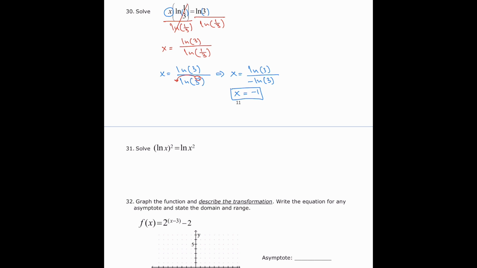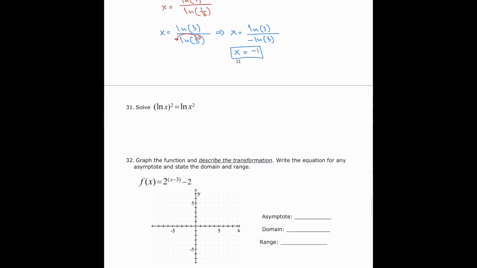Number 31. ln x squared is equal to ln x squared. So for the left-hand side here, we can't do anything yet. However, on the right-hand side, this exponent comes out of the logarithm. So we have ln x all squared is equal to 2 ln of x.